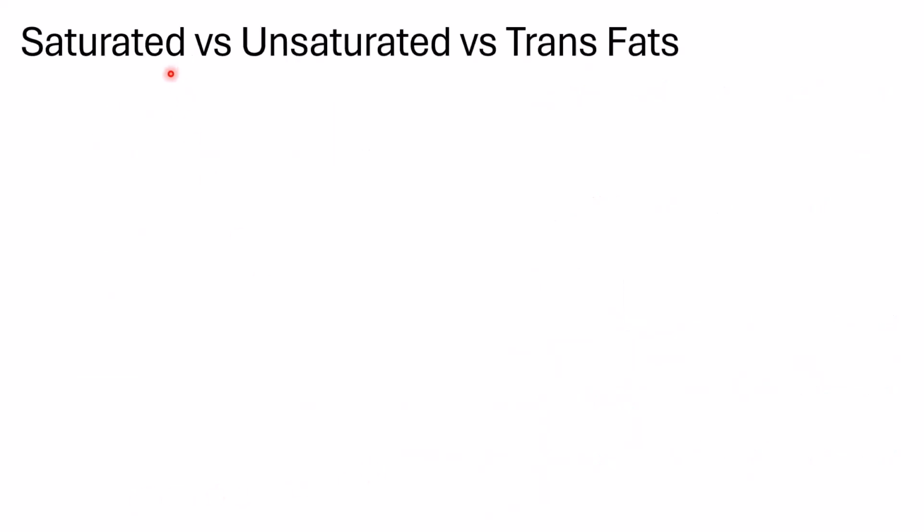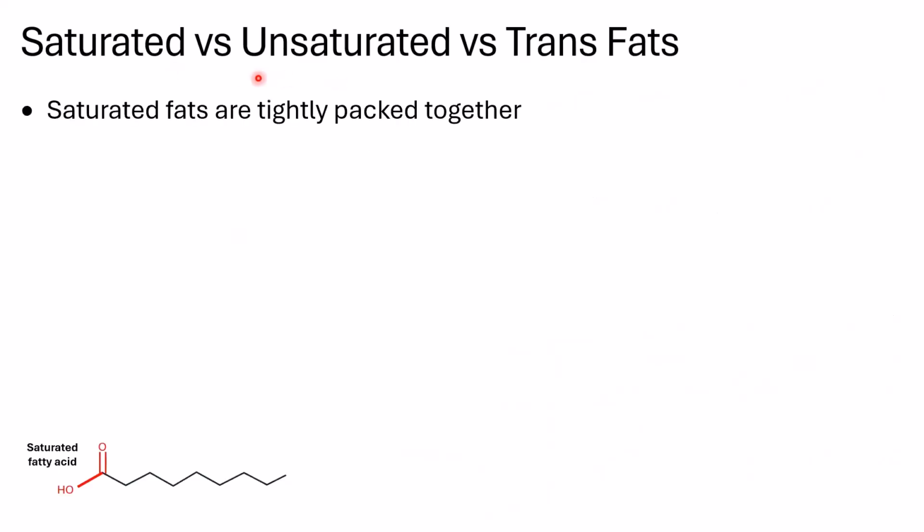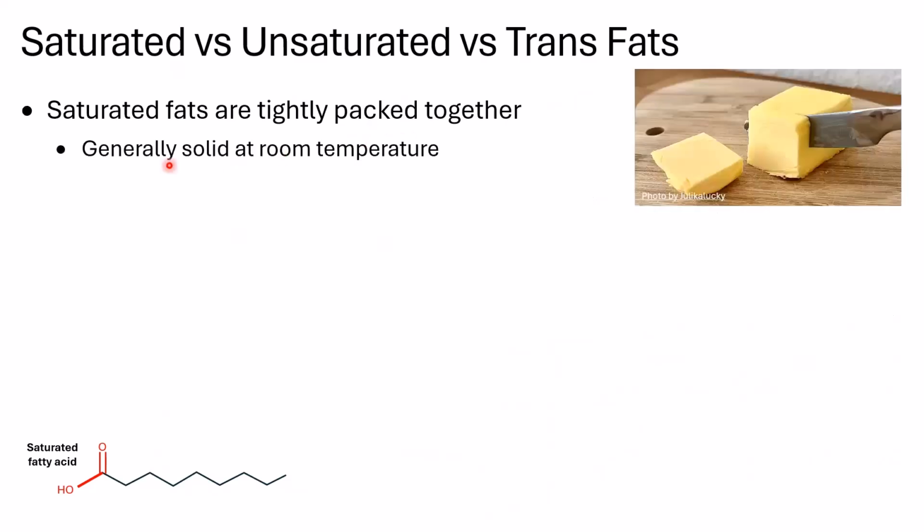Let's talk a bit more about the different fats. Again, saturated fats are composed of only single covalent bonds in the hydrocarbon chain. This makes it very easy for saturated fats to stack on top of one another. As a result, they are tightly packed and tend to be solid at room temperature, like butter and some other animal-derived fats. Saturated fats tend to have a bad reputation because they have been shown to contribute to plaque formation in arteries.